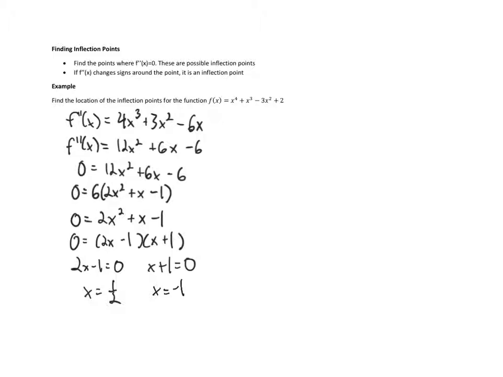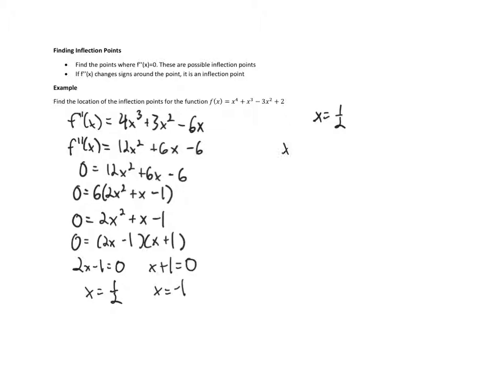So we need to test to the right and to the left of those points and see what happens. So first let's check x equals 1/2. A point to the left of that might be like at x equals 0, and a point to the right, x equals 1. And what we're looking to do is see if the concavity, if the second derivative changes signs. So if I plug in 0, f double prime of 0 would equal 12 times 0 squared plus 6 times 0 minus 6. F double prime of 0 is negative 6. So on the left side of 1/2, we're concave down.